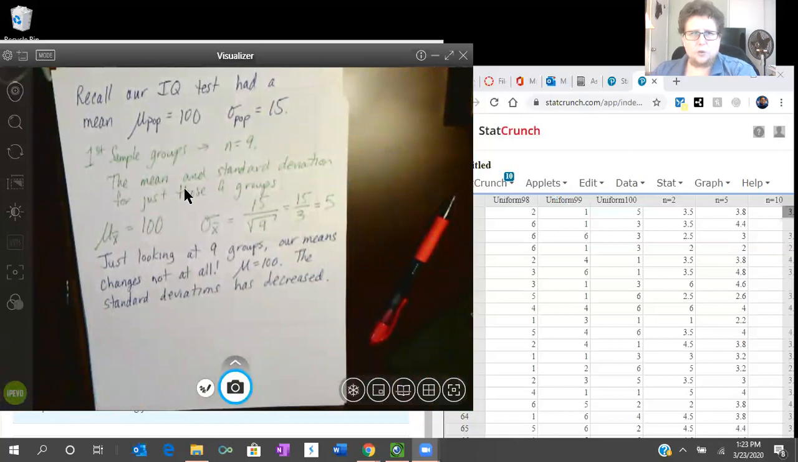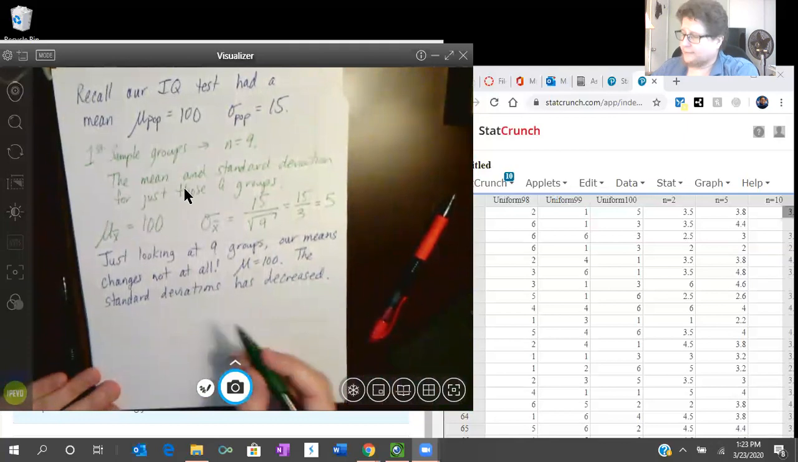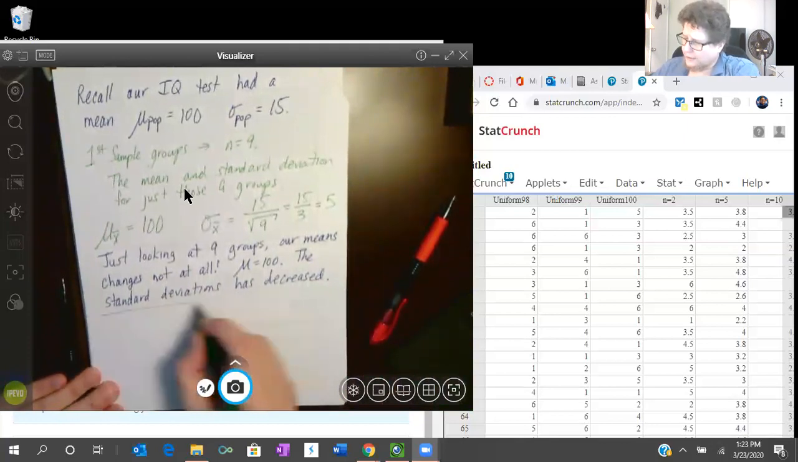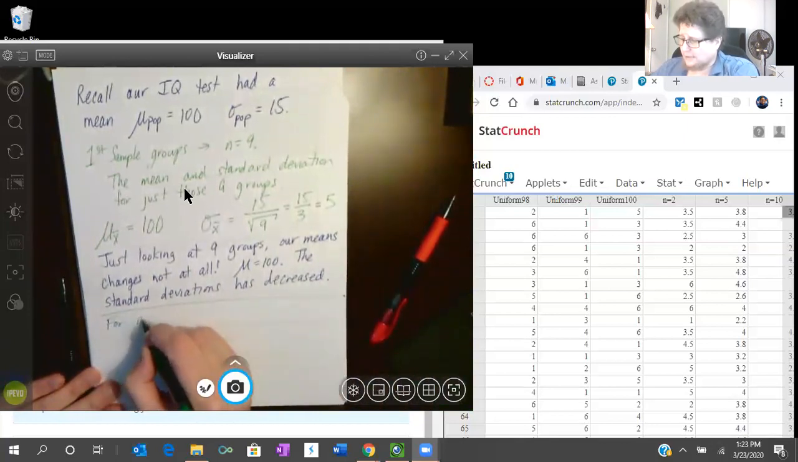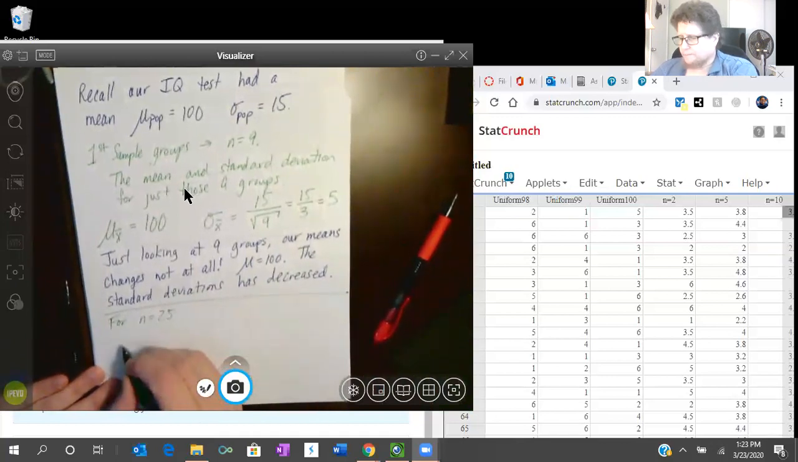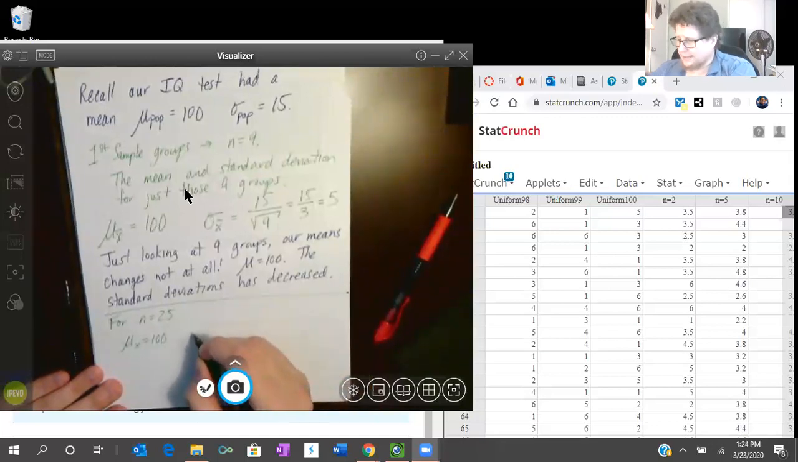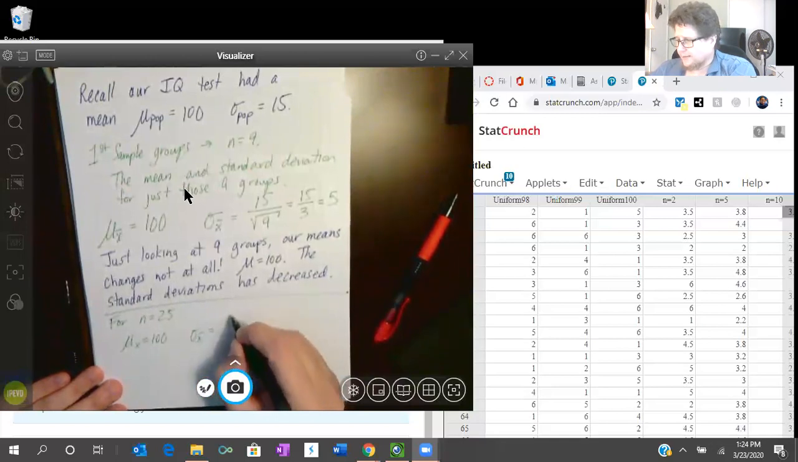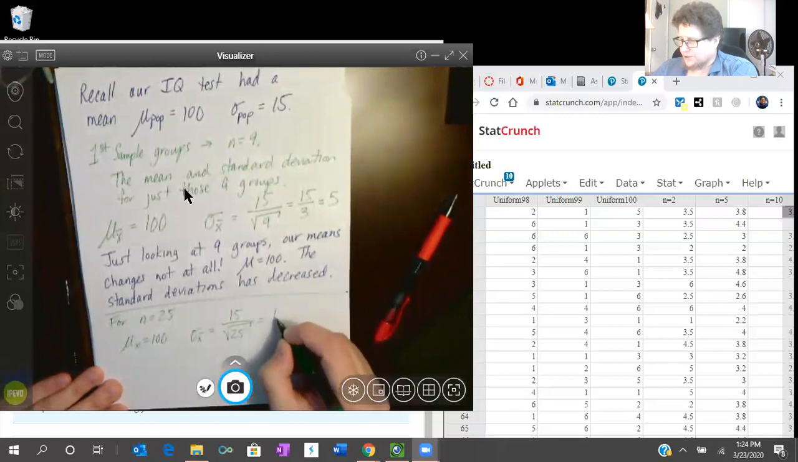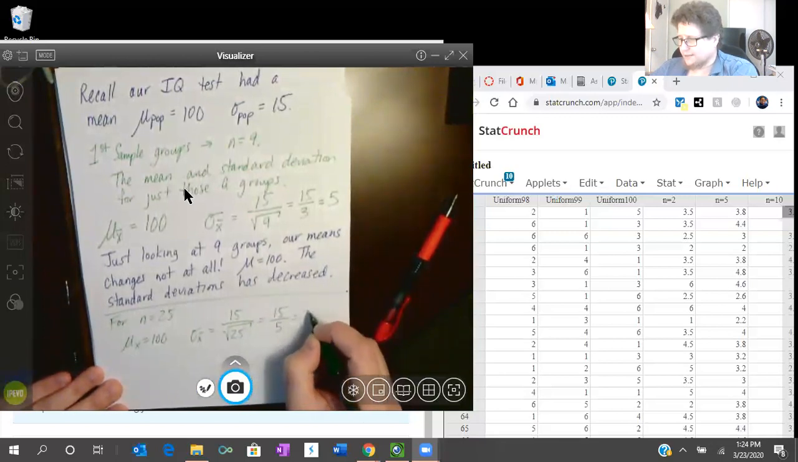Let's look at n equals 25 because I want to point out something. I want to look at two graphs and show you what happens as this n increases. It's pretty neat stuff. So for n equals 25, mu of x is still 100. And sigma x is 15 over the square root of 25, which is 15 divided by 5, which is 3.